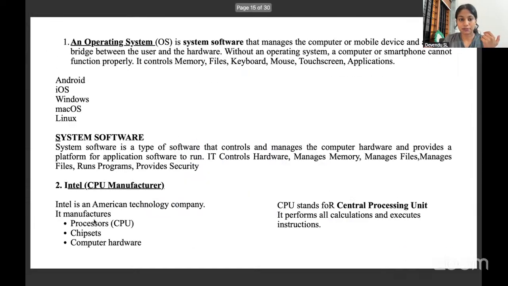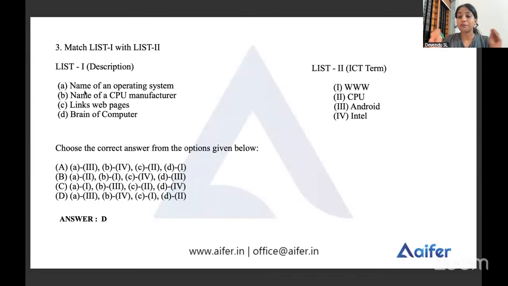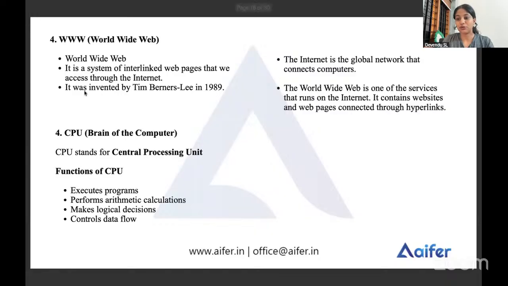And we have the www word. Linking web pages is what we connect with www. What is www? We know www is the World Wide Web. It is a system of interlinked web pages that we access through the internet. It was invented by Tim Berners-Lee in 1989.